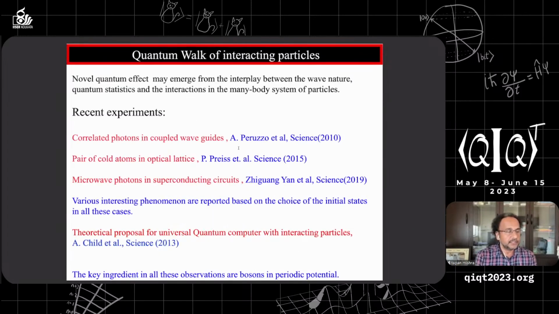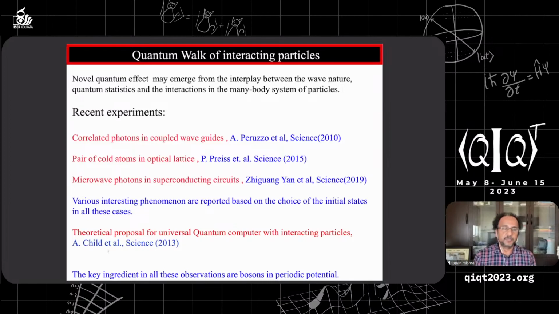Now, if you introduce interaction, then the effects are very interesting: the effect of strong correlation. If you have more than one type of particle, then the effect of statistics can come into the picture. So these things become very interesting. Novel quantum effects may emerge from the interplay between wave nature, quantum statistics, and interaction in the many-body system. Therefore people have studied two-particle dynamics, or two-particle quantum walks, and there have been several experiments: pairs of cold atoms in optical lattices, correlated photons in coupled waveguides, and microwave photons in superconducting circuits. So these are more than a single particle quantum walk. Recent experiments showed how more than one particle can lead to various interesting phenomena.